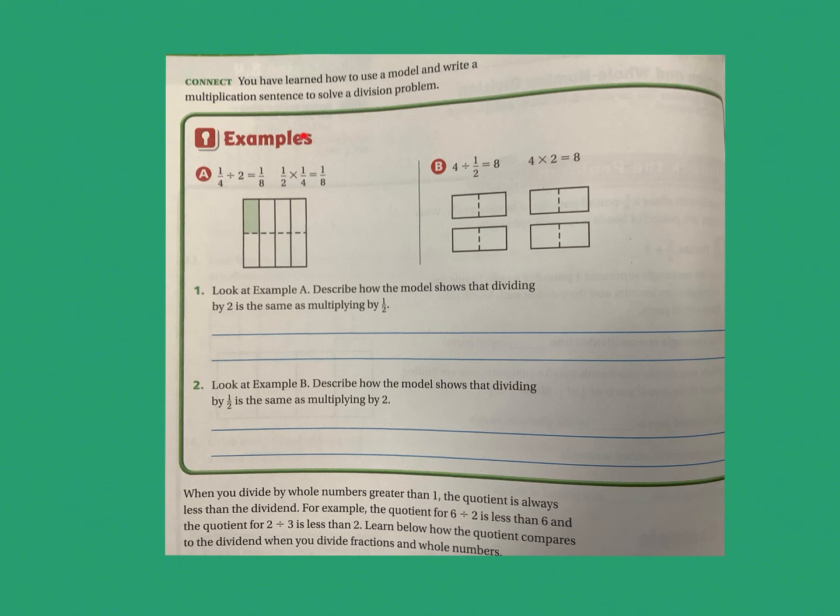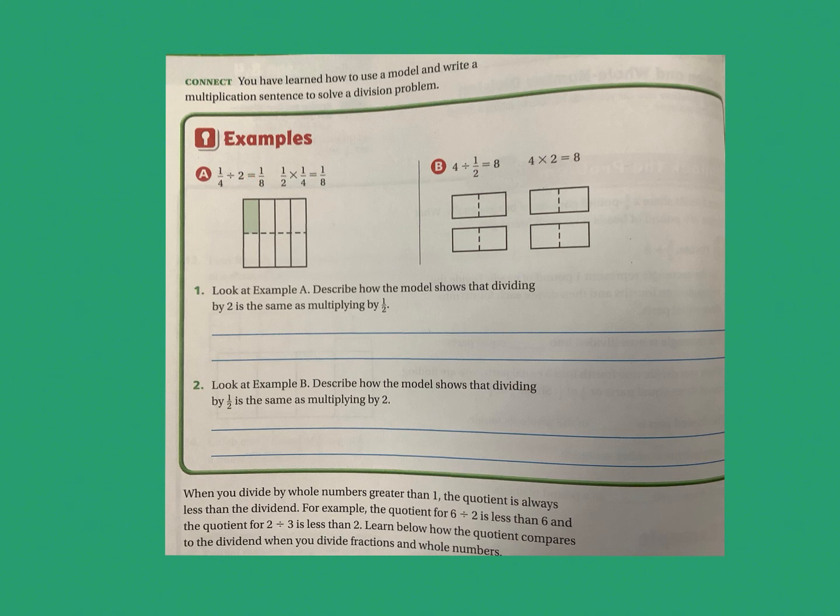Let's look at another example to let our brains marinate on this. It's just something that takes a little bit for your brain to get used to. Don't worry if it's not all the way clear yet. You have learned how to use a model and write a multiplication sentence to solve a division problem. We're going to practice some more. We have 1/4 divided by 2 equals 1/8.